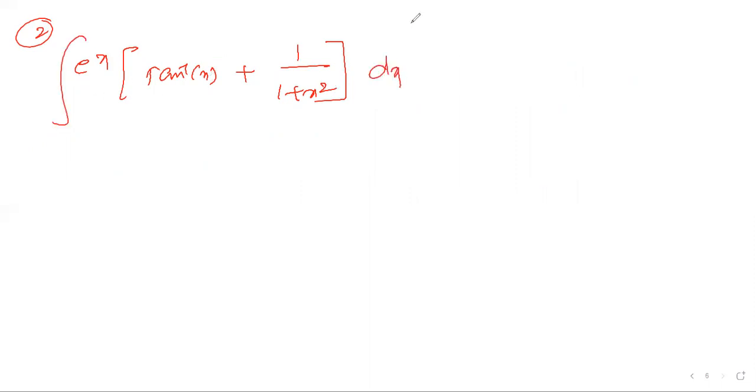Integration of e power x, tan inverse of x plus 1 by 1 plus x square, dx. Clear, Nana? Yes. So in this question, it looks like e power x into some f of x plus f dash of x. But which is f of x, which is f dash of x, we need to find out. If you differentiate this, will you get this? Or if you differentiate this, will you get this? What function can you take as f of x, and what function is f dash of x going to come?